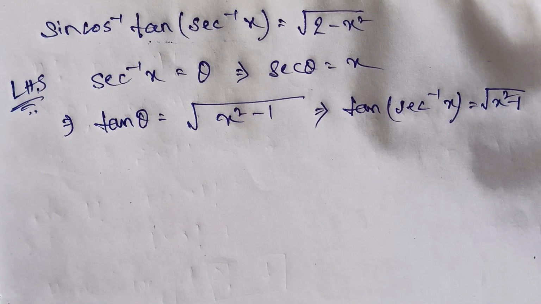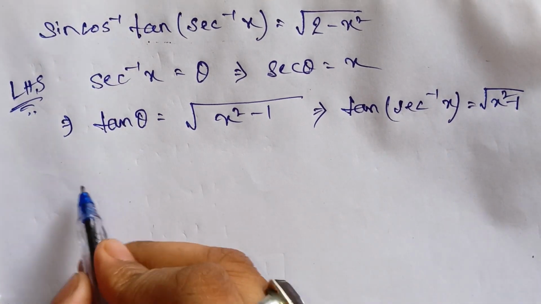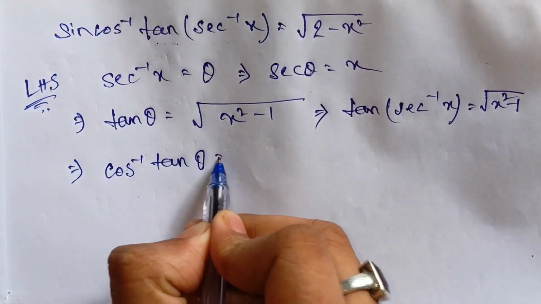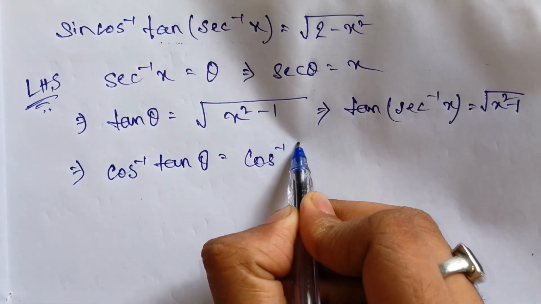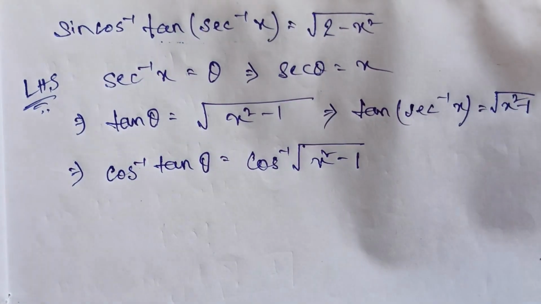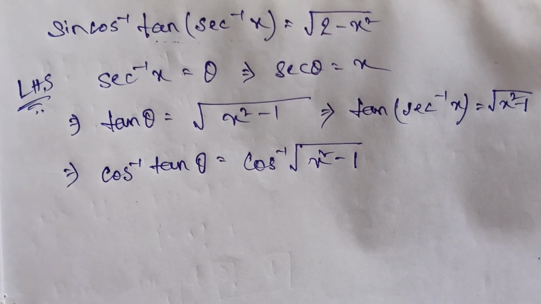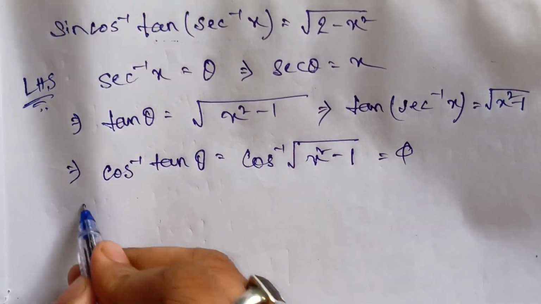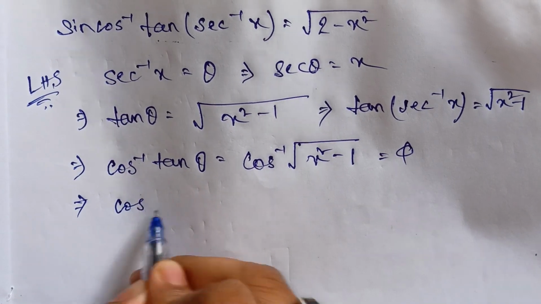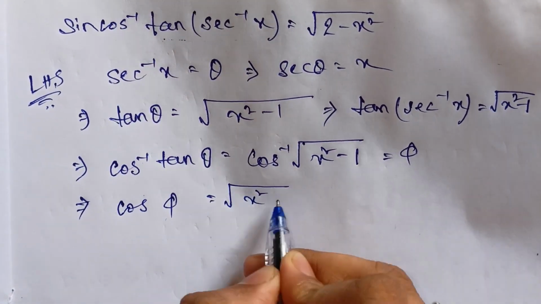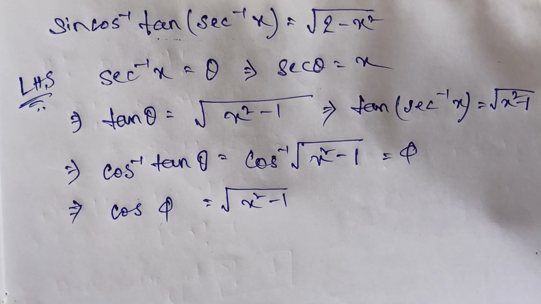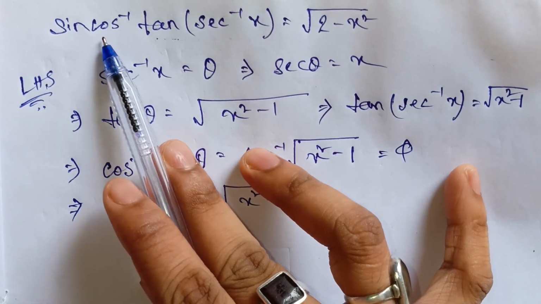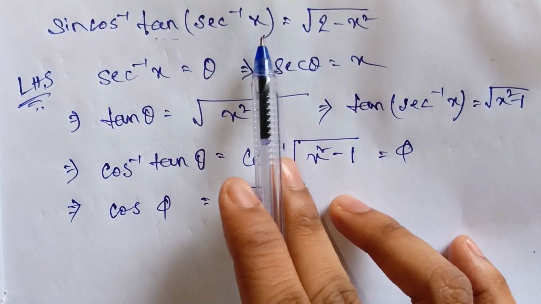So put both sides cos inverse tan theta equal to cos inverse root over x square minus 1. Okay, now assume that cos inverse root x square minus 1 equal to phi. Therefore we get cos of phi equal to root over x square minus 1. Now lastly we need to find sin of cos inverse of this term.